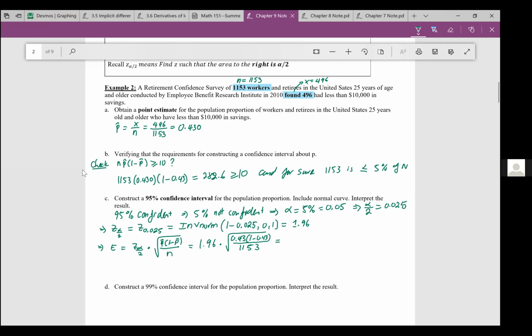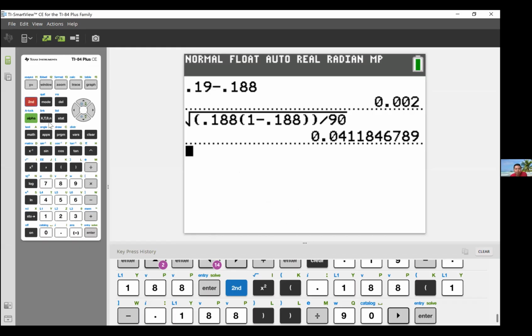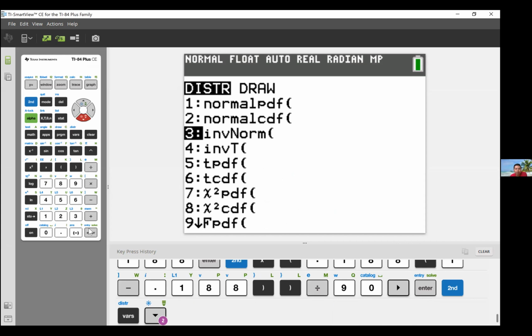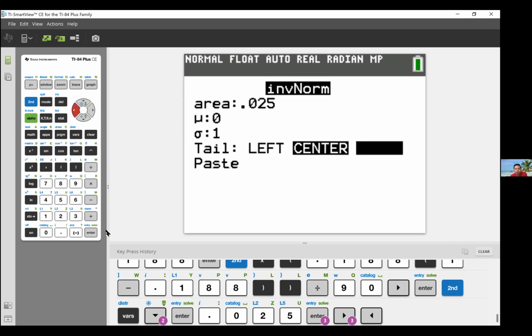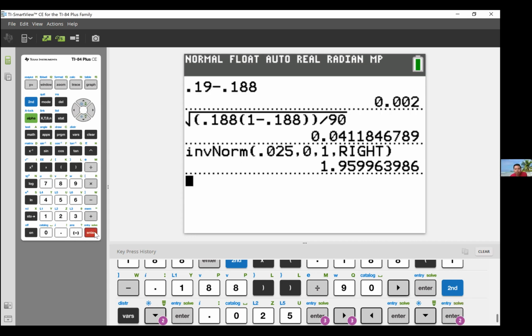I have a quick question. When I did the inverse norm, how do I put that into the advanced calculator? Because I got the negative of that. I got negative 1.96. So when you have the advanced one, just press second vars and then inverse norm, and you put just the area, 0.025, and then you have to select the right option. Right, I got it now. Okay, that's how you're going to get it. There you go.